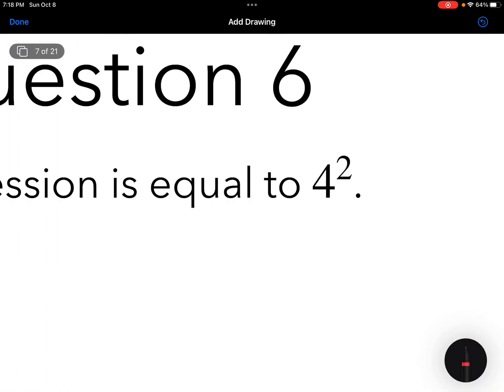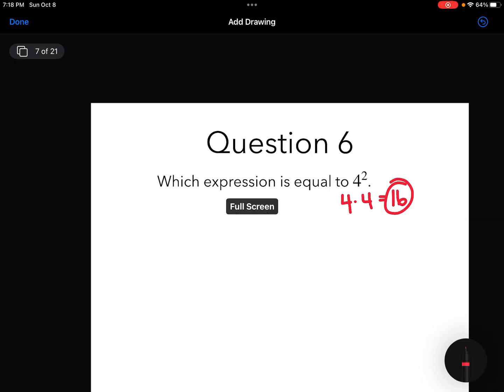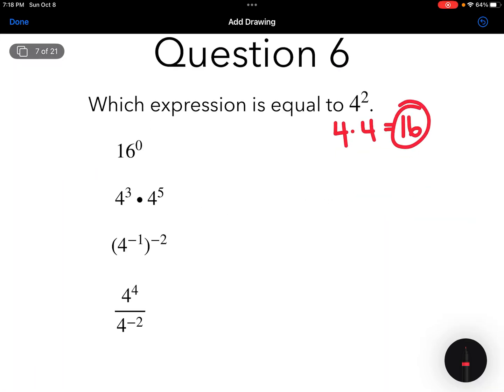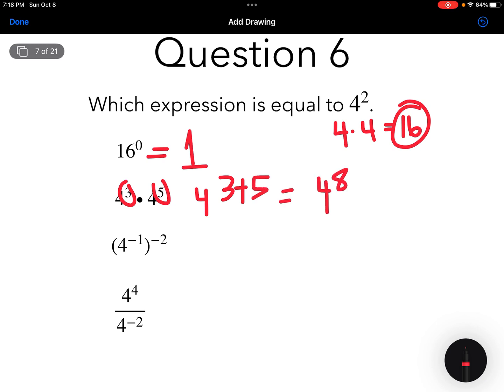All right, which expression is equal to 4 squared? So I know 4 squared means 4 times 4, which is 16. So 16 to the 0 power, anything to the 0 power is 1. So this one, I'm going to be adding 4 and then 3 plus 5. So that's 4 to the 8th power. So that's definitely not going to work.